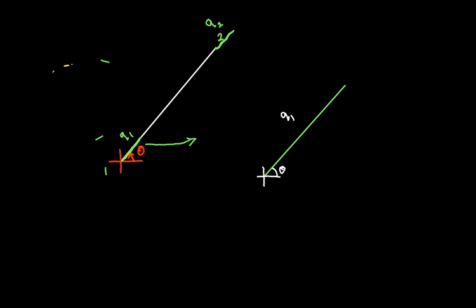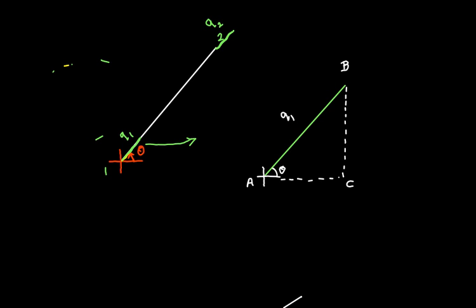Now let me give names to these points. Let me call this point A, and this point B. And let me drop a perpendicular from the point B. All right, so that's a perpendicular that I am dropping from point B. And let me drop a horizontal from point A until they meet at the point C.